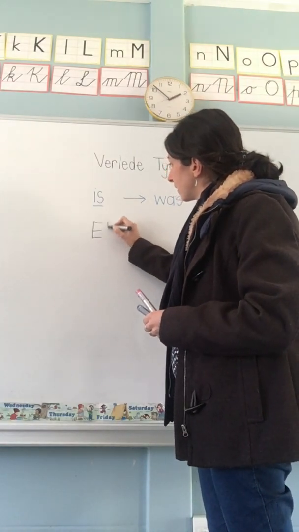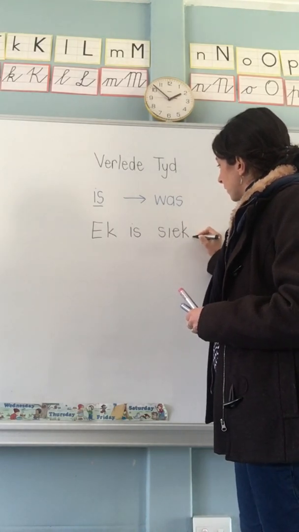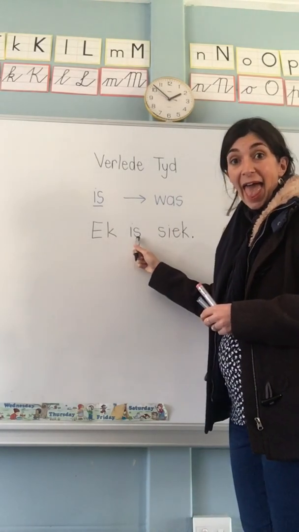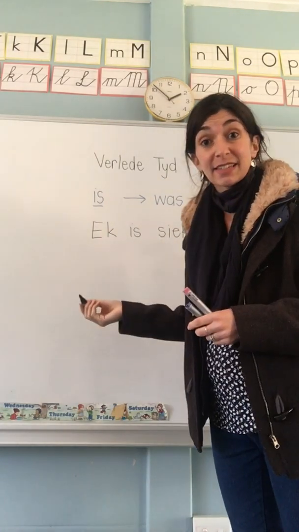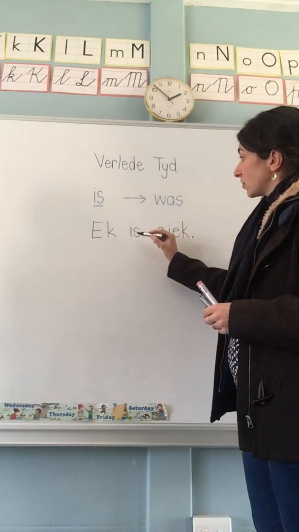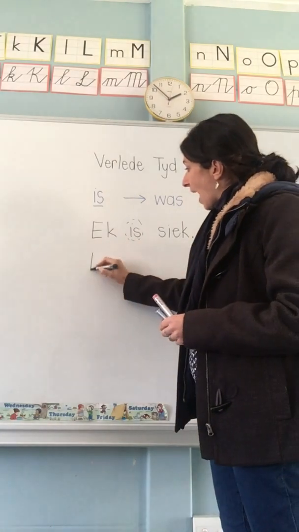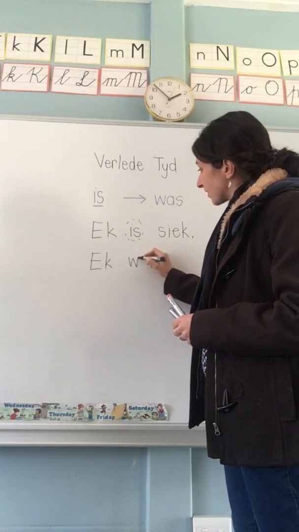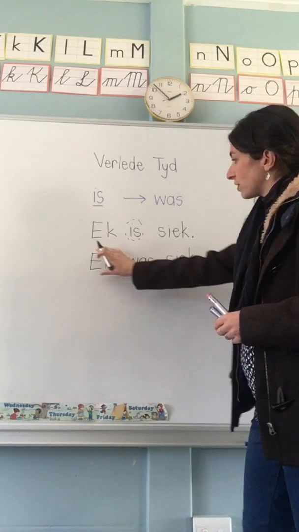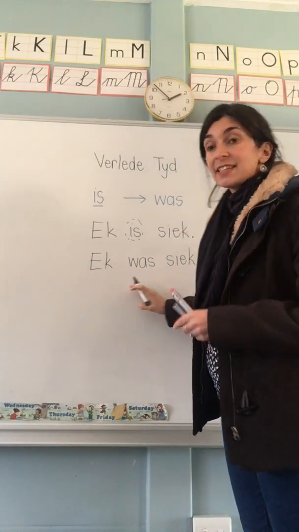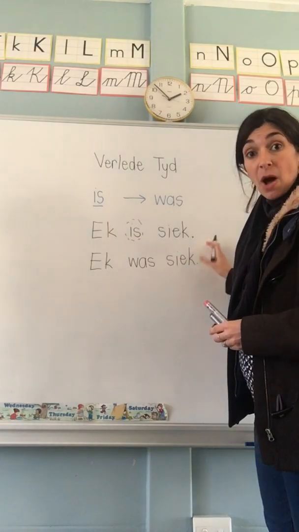ek is sick. Okay, full stop. I am sick. We don't say I is sick. We can say she is sick, but I am sick. So here's "is". What must we do to "is"? Turn it to was. Ek was sick. And there we go. Now it's in verlede tyd. It's in the past tense. Okay, that's happening now. That's in the past.